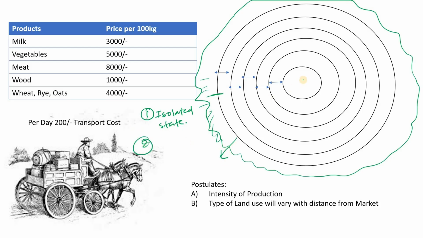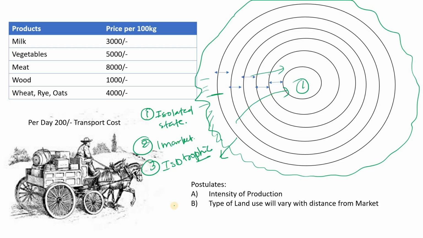Second thing is that there is one market in the center. One and only market where the farmers will go and sell their products. And the third assumption is that the fertility is the same everywhere, the level of elevation is the same, there are no slopes, no depressions, the land is not undulating, it is plain. So what is it known as? Isotropic. The place is isotropic.